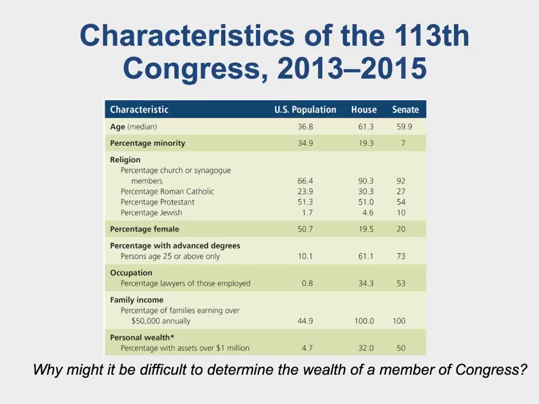Here are some of the characteristics that we see in Congress. You see the median age of House and Senate above the median age of the U.S. population. The minority population of House and Senate, not as much as the U.S. population. Percentage female, you see those numbers, you see family income. Take a few moments when you can to look at this and get a sense of how the House and the Senate characteristics match with the U.S. population.